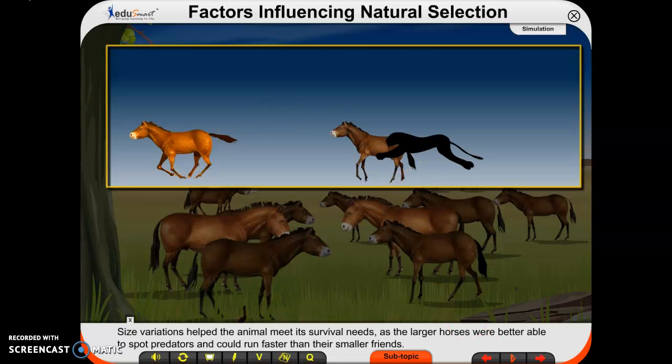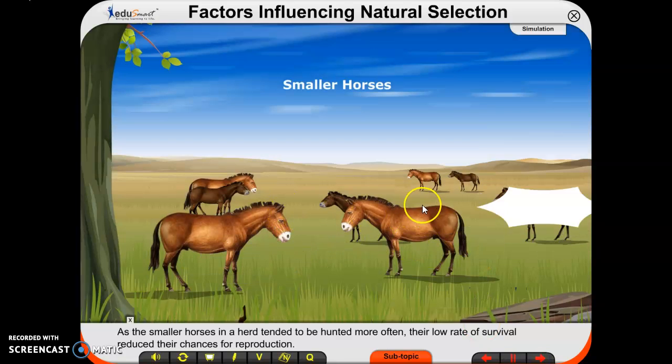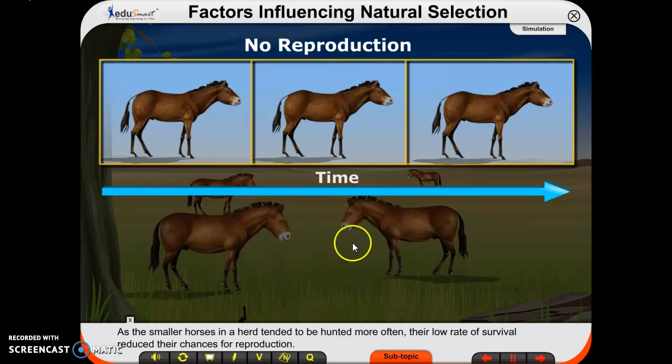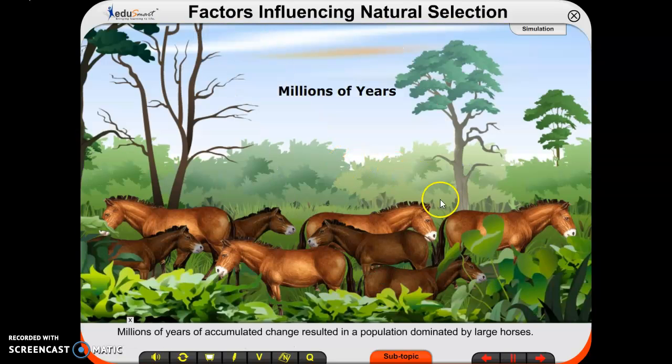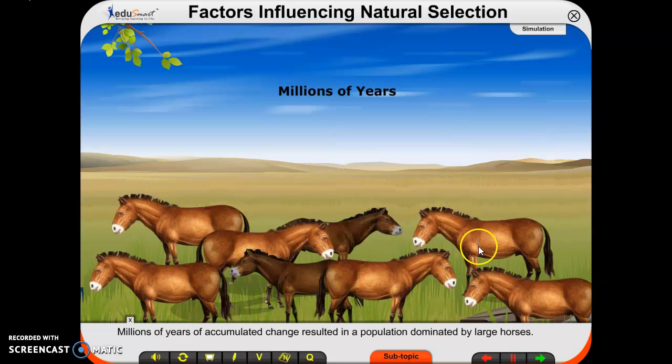And so this continued happening over and over and over again throughout the years. The slower, shorter horses kept getting killed off by the predators, and so the taller, faster horses kept reproducing over and over each time. And so now, after millions of years, it resulted in a change in the population, and it's dominated by large horses. Now, the horses that we're used to are big and fast and tall.